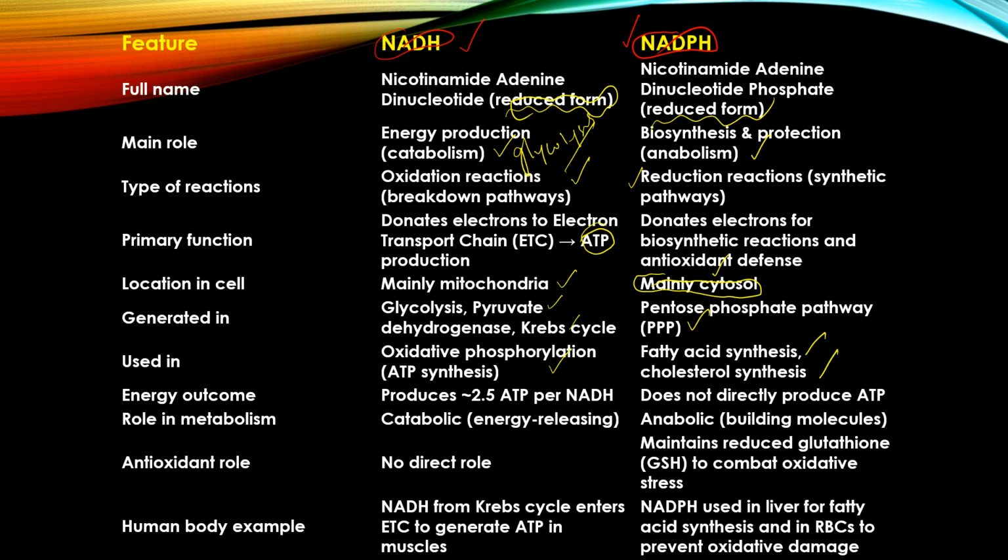Energy production: NADH equals almost 2.5 or 3 ATP, while NADPH does not directly produce ATP. NADH is used in catabolic reactions and NADPH is involved in anabolic reactions. Antioxidant role: NADH has no direct role in antioxidant defense, while NADPH maintains reduced glutathione to combat oxidative stress. Human example: NADH from the Krebs cycle enters the electron transport chain, as you already know. NADPH is used in the liver for fatty acid synthesis and in RBCs to prevent oxidative damage.